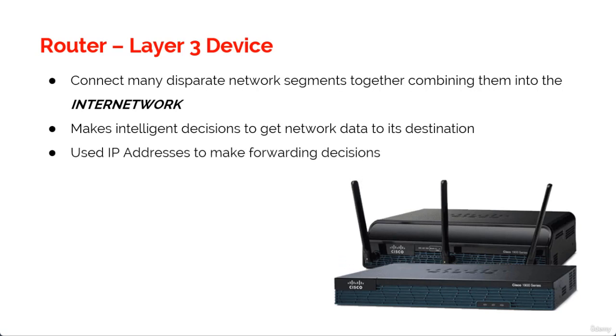Another important thing is routers use IP addresses to make the forwarding decisions. They are considered layer 3 devices because IP addresses are used at layer 3 and MAC addresses are used at layer 2. Now on the screen you can see a Cisco router, which is a typical device used to connect to the internet.